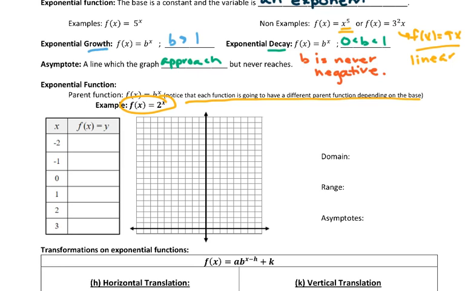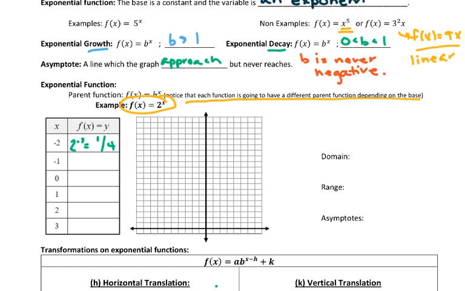f of x equals 2 to the power of x. And so we're going to go ahead and do, okay, so what is 2 to the power of negative 2? Well, this is the same thing as 1 over 2 squared. Can't really write this small. Well, 1 over 2 squared is actually, I'm just going to erase this so that we can fit it, just 1 over 4, okay?